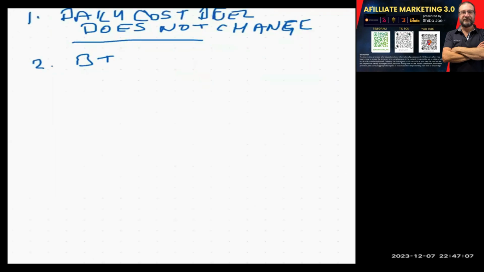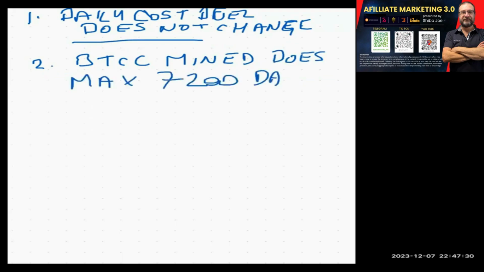Number two, the amount of BTCC mined on a daily basis does change. Remember, there is a maximum of 7,200 coins mined on a daily basis. And that's not per person or per miner. That is a maximum in total. So if there is only one person with one miner mining, and it doesn't matter whether it's a 1x miner or a 100x miner, if there is only one person mining, that person will get all 7,200.